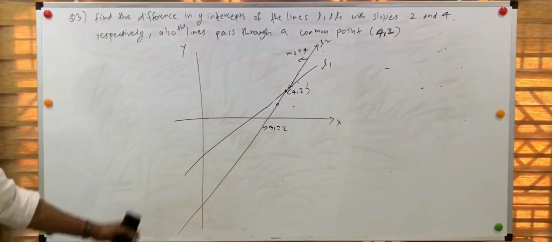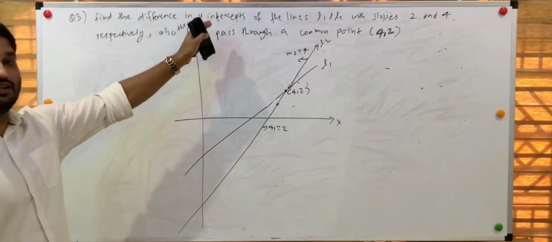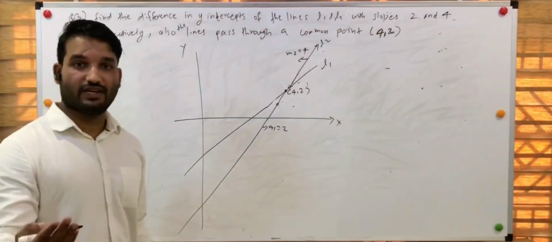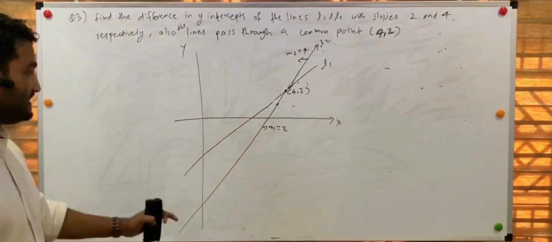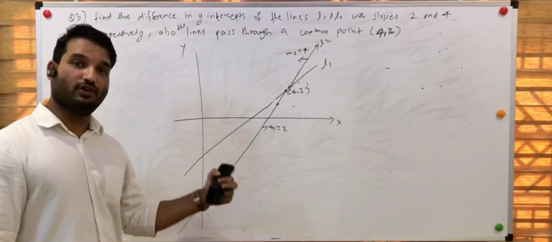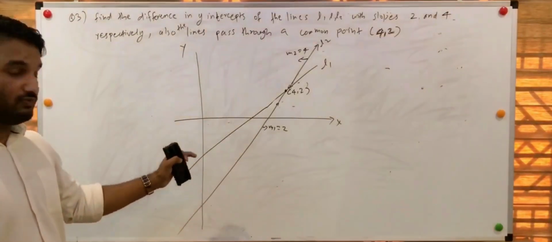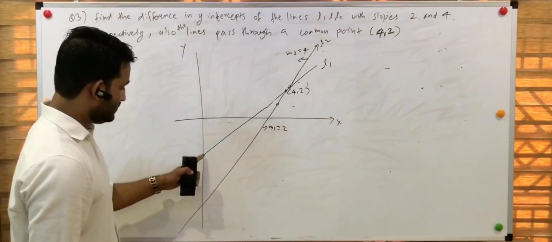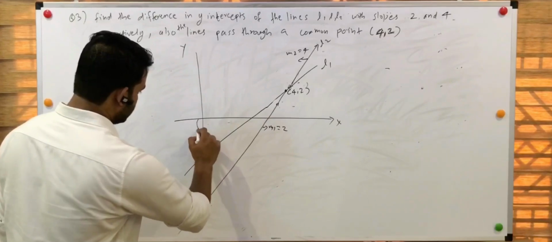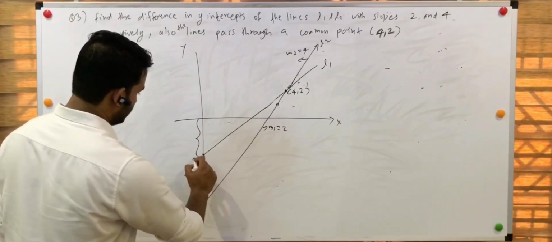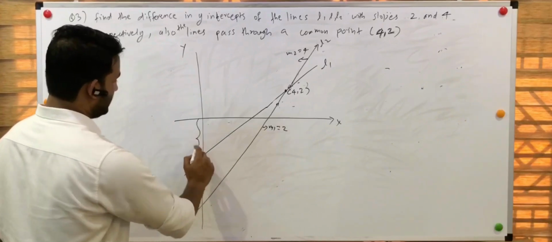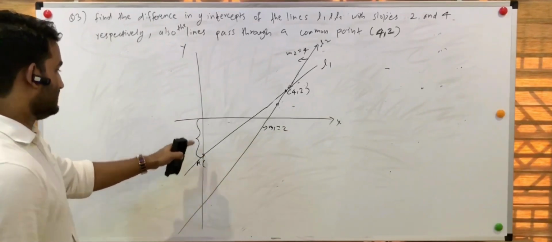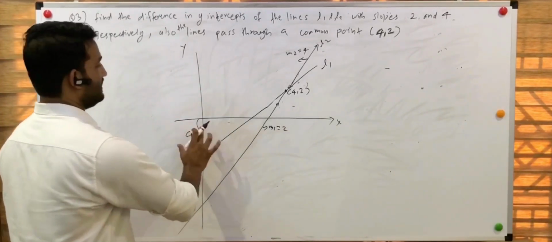Okay. Now we need to find the difference. So first we need to find the y-intercept for these two lines. What is the y-intercept? The y-intercept is the y-coordinate of the point on the line where the line meets the y-axis. See here, the line L1 meets the y-axis here. So let this point be A. When we take the y-coordinate of this point A, this y-coordinate is the y-intercept for this line.